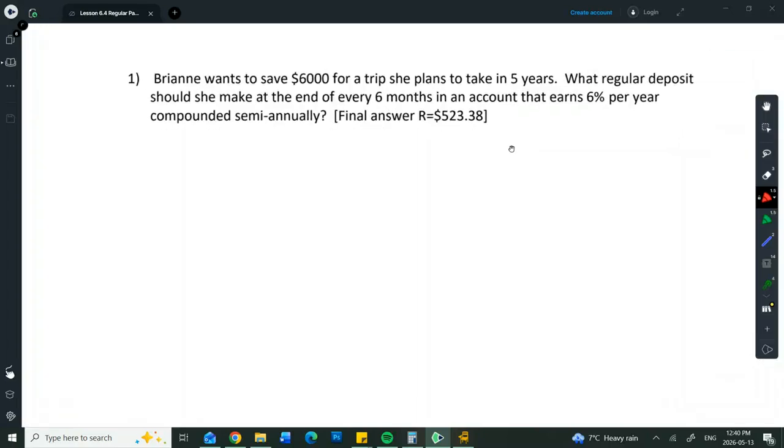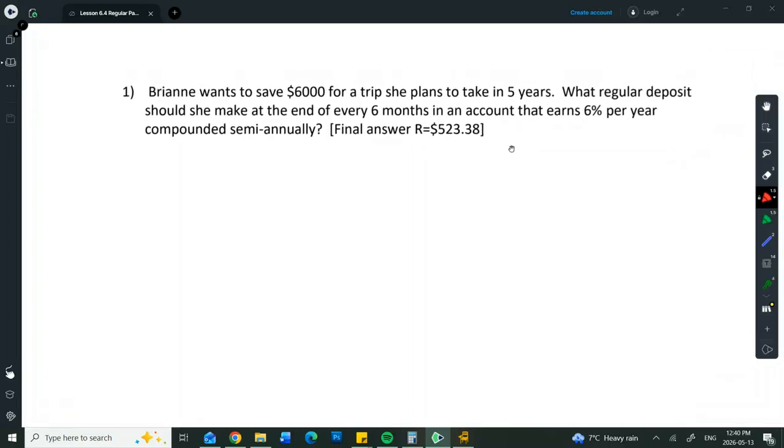Okay, so Brienne wants to save $6,000 for a trip she plans to take in 5 years. What regular deposit should she make at the end of every 6 months in an account that earns 6% per year, compounded semi-annually? Sorry, I was thinking that these didn't match, but they do.